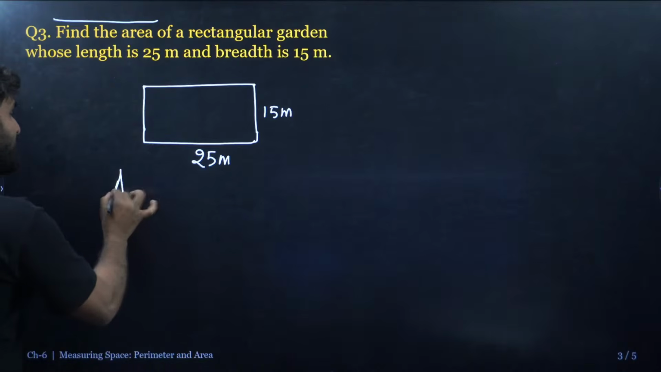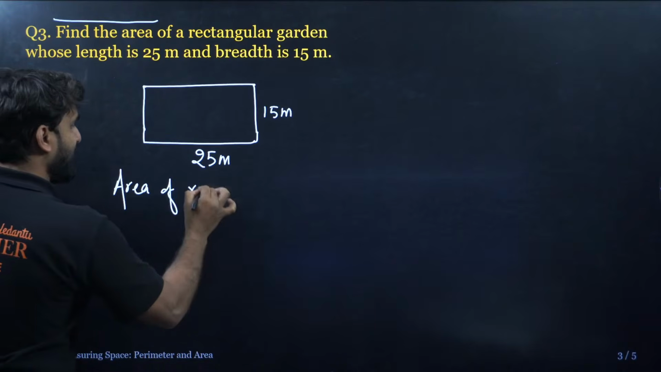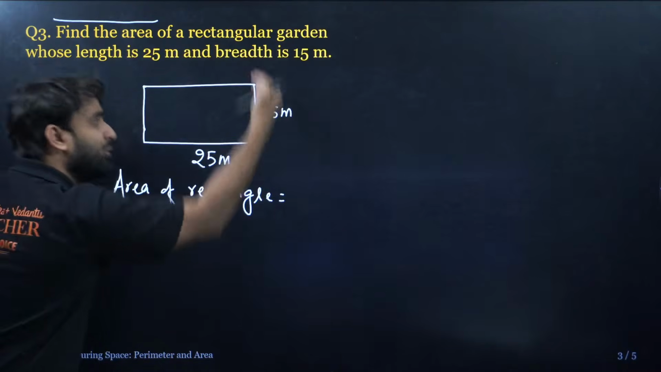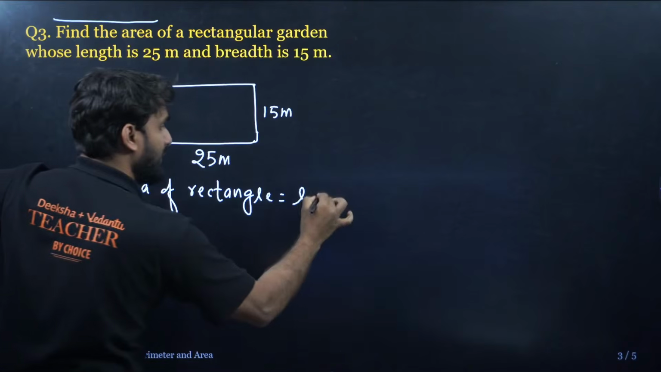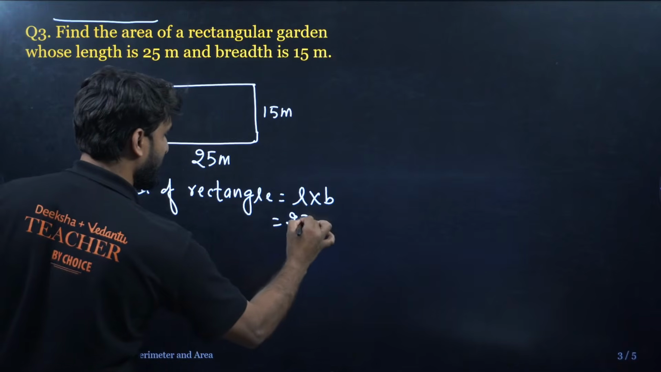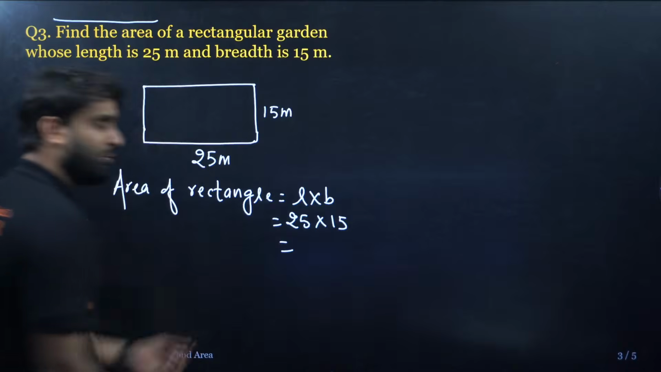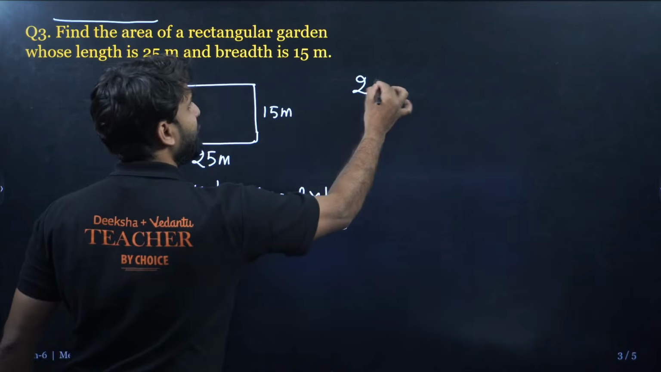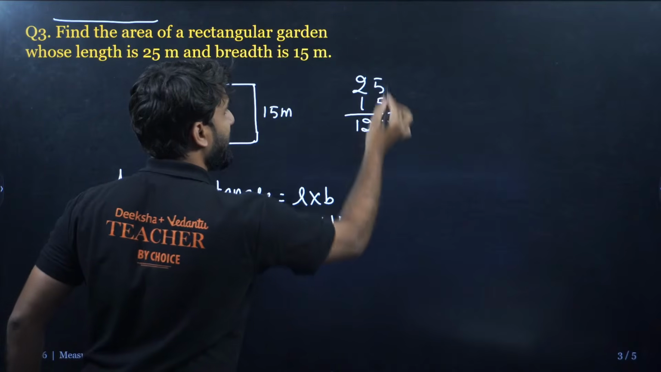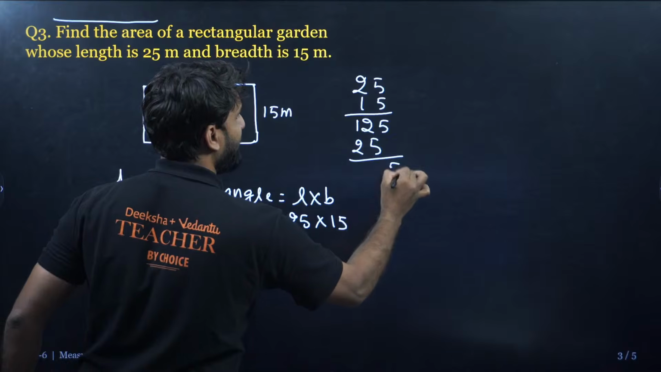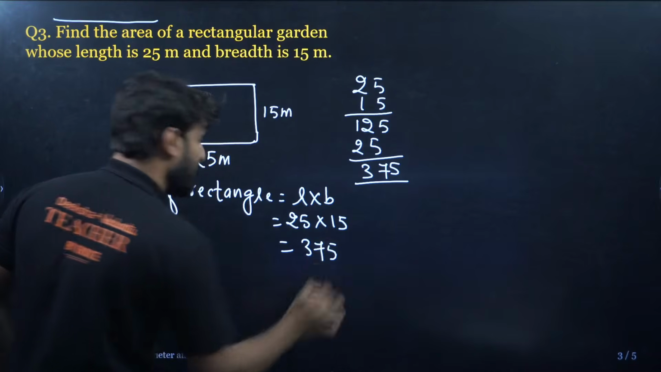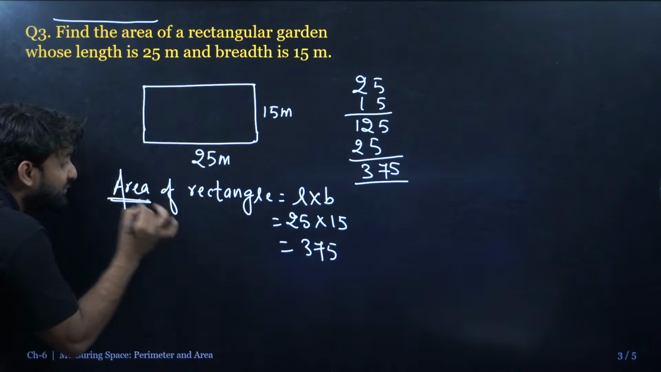So my dear champion, area of rectangle is what? Length into breadth. This is the formula. Length into breadth. And length is given to you directly. Length we have is 25 and breadth we have is 15. Now could you please multiply 25 into 15? So if you multiply 25 into 15, 25 into 5 will be 125. And 25 into 1 is 25. So we have 5, 7 and this is 3. So we have 375.